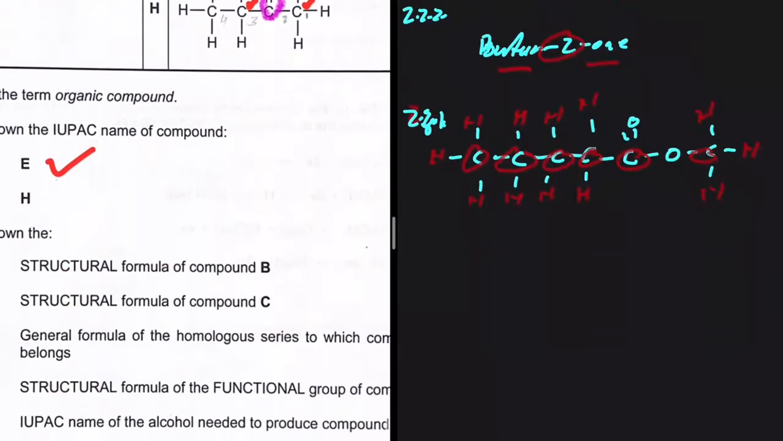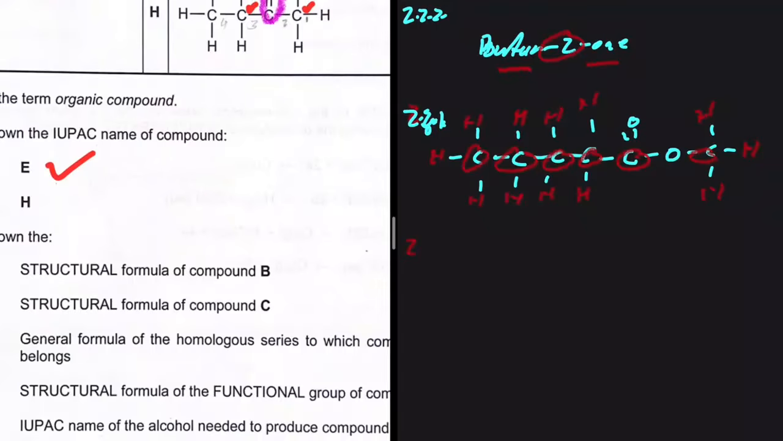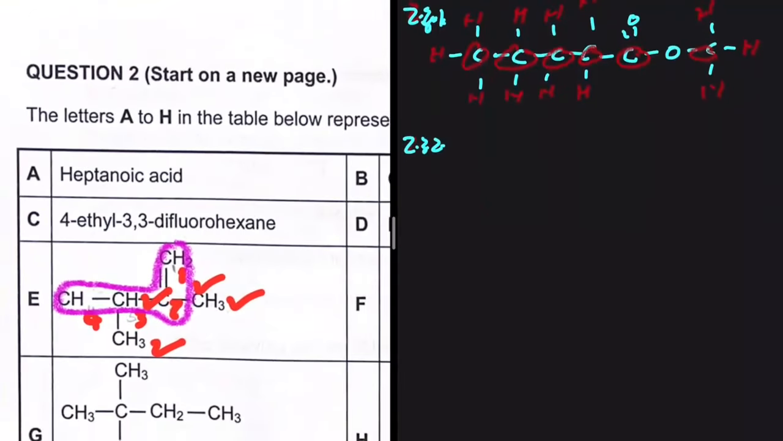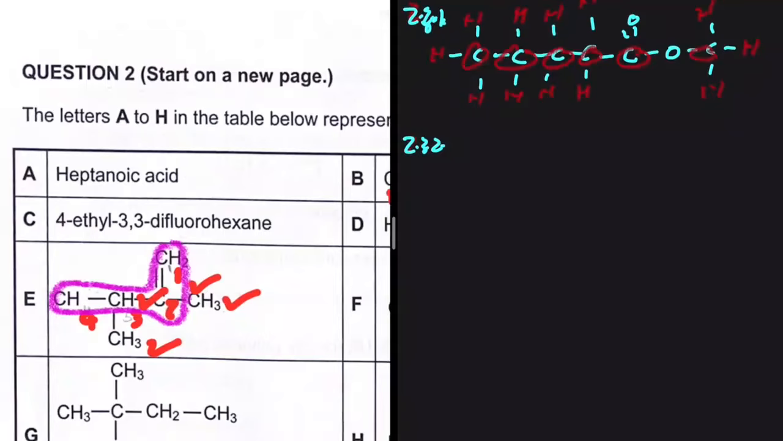Okay. Structural formula of compound C, 2.3.2. Let's go ahead and take a look at that. We have 4-ethyl-3,3-difluorohexane. So I'm going to start by taking care of hexane. I need 6 carbons. So 1, 2, 3, 4, 5, 6. On the third carbon, I have difluoro. There we go. And on the fourth carbon, I have ethyl.